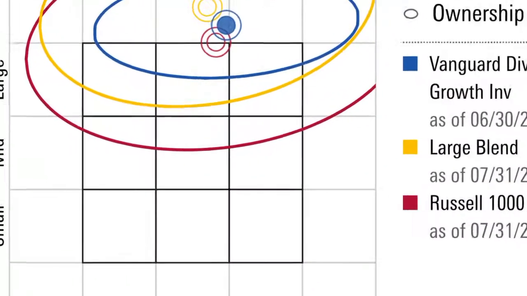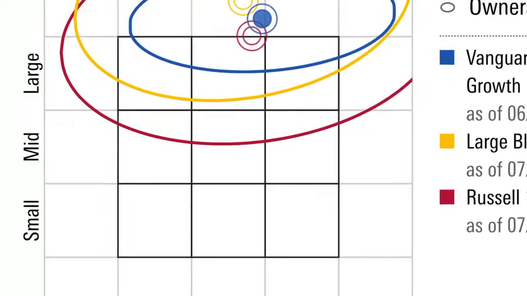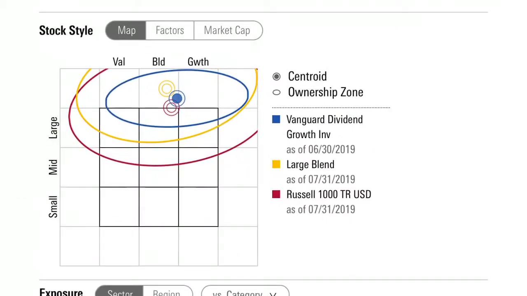Here's the Morningstar style box that I love so much. It tells you small companies down at the bottom, then mid, then large. And you can see this fund is the blue, and so it invests in giant companies.